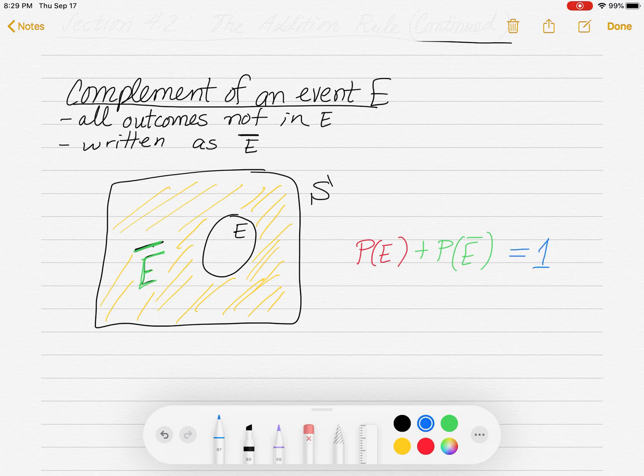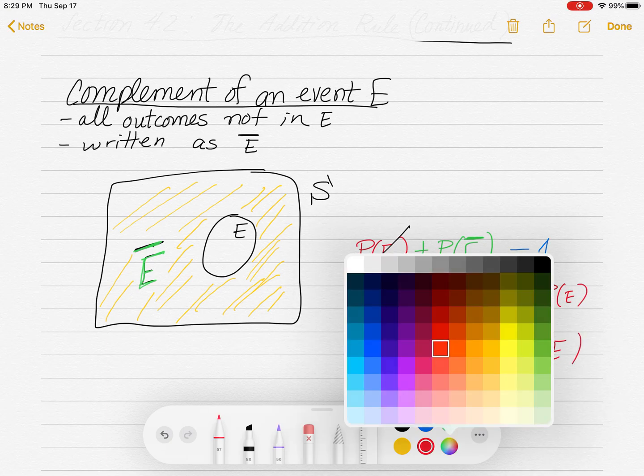Now let's say I wanted to solve this equation for the probability of the complement. That's the green one. Probability of the complement, that's the one with the bar over it. What I would do, I would subtract probability of E from both sides. This is just some basic algebra. Hopefully you know how to do that. And on the left-hand side, you would cancel probability of E and negative probability of E, and you'd be left with probability of E bar, the probability of the complement, would be equal to what? 1 minus the probability of E.